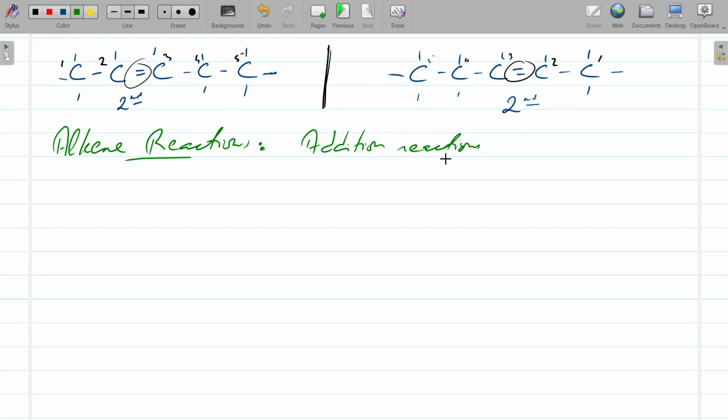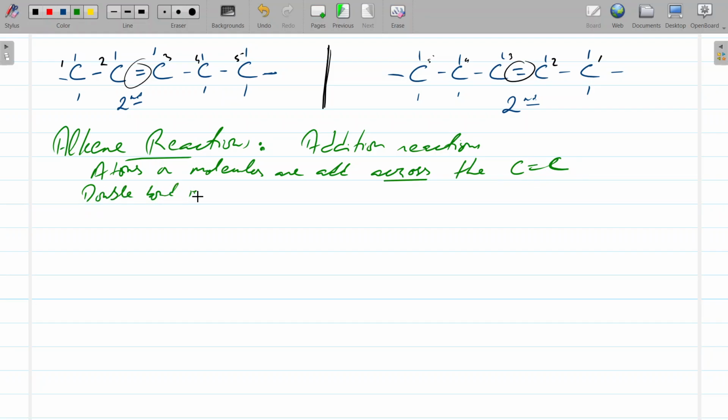And what happens in these is, right, atoms or molecules are added across the double bond, in which case the double bond is broken, and two single bonds are formed.